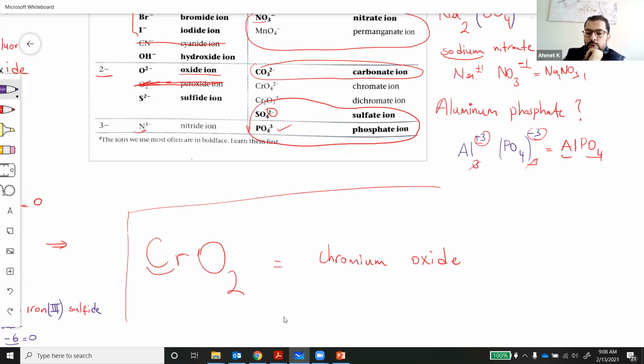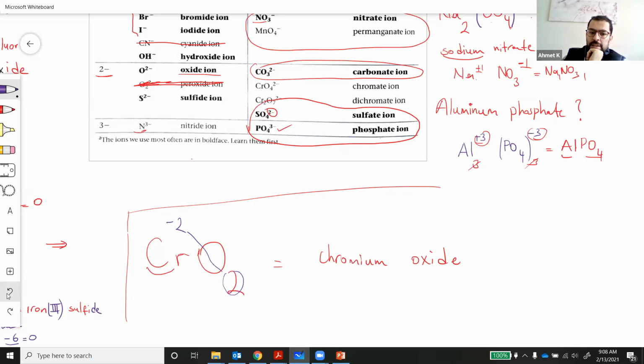Again, I told you that crisscrossing is not going to work most of the time, but sometimes it may trick you. If you crisscross, you will just put 2 here, right? But then if you put 2 here, it means that this oxygen is going to have -2 charge, and 2 of them are going to have -2 charges. And I already told you this is a different compound actually. This is peroxide, right? I'm not saying chromium peroxide, I'm saying chromium oxide. So you need to always double check with the regular charges.